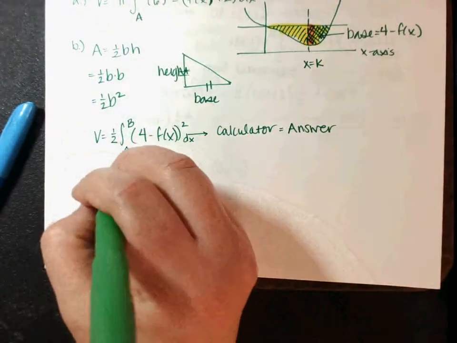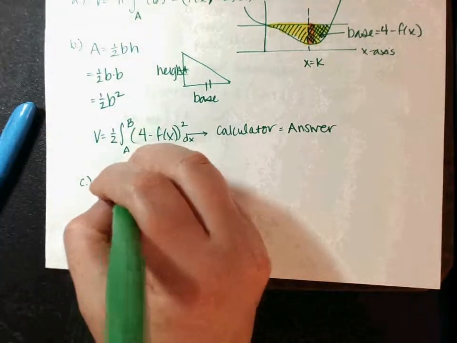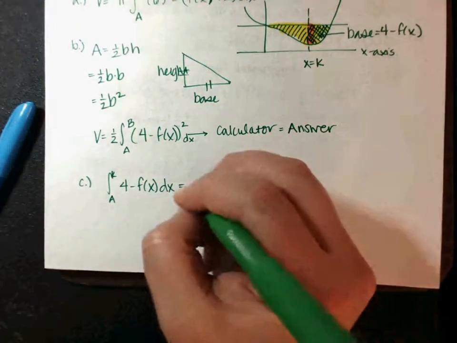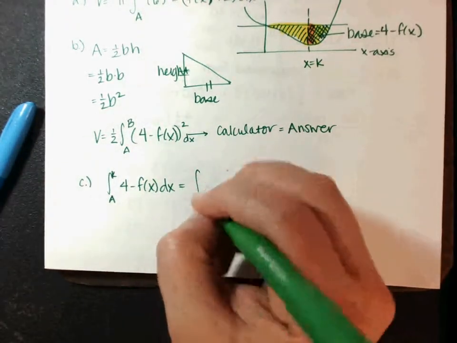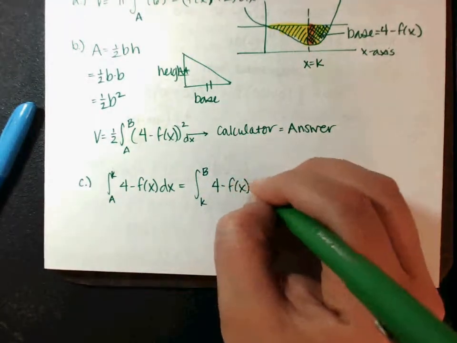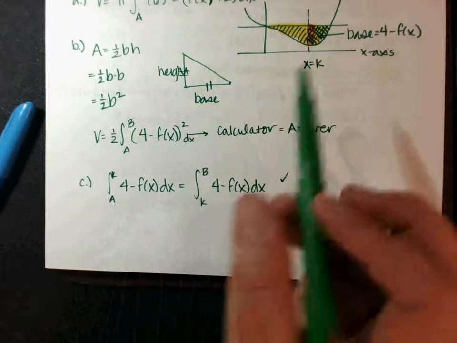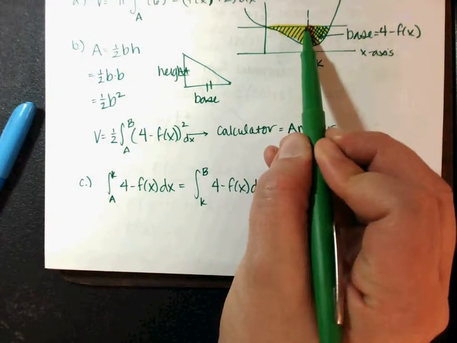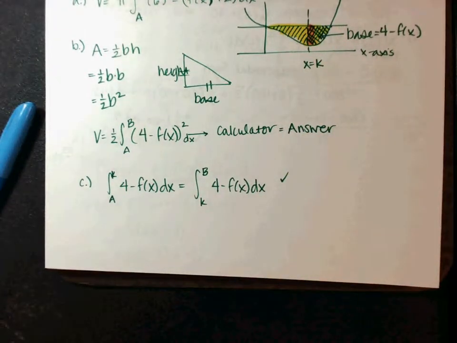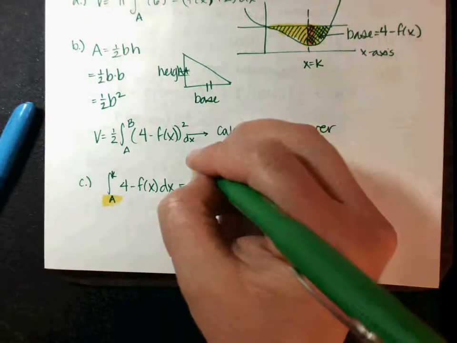But I'm going to set it up from a to k. Top minus bottom is 4 minus f of x dx. And then a lot of y'all did the integral from k to b of 4 minus f of x dx. Okay, that would get you the point. Because I'm saying that my integral from a to k is equal to my integral from k to b. Okay, that would be fine. Now again, you need to know what these numbers are. You can't leave them ambiguous. You would have had to go back and find these.